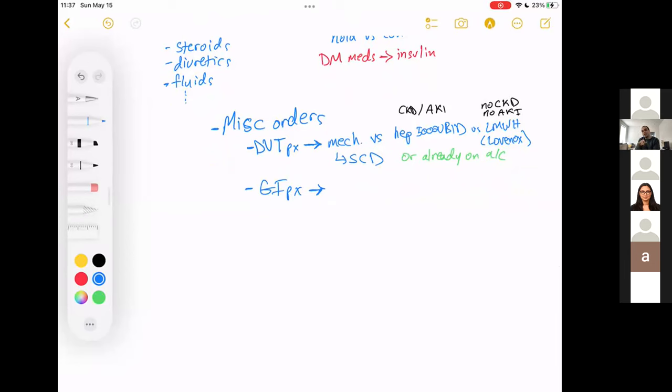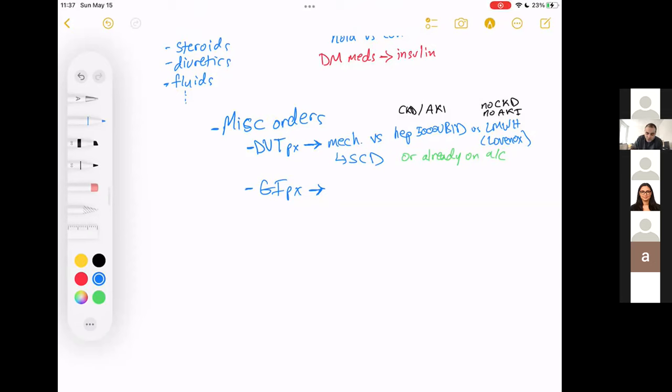This GI prophylaxis thing is not a slam dunk. No one does it regularly. No one will fault you if you don't do it. Even in multiple studies, it's controversial whether you need to do it or not. Most people do it. So you don't need to if you don't want to, okay?